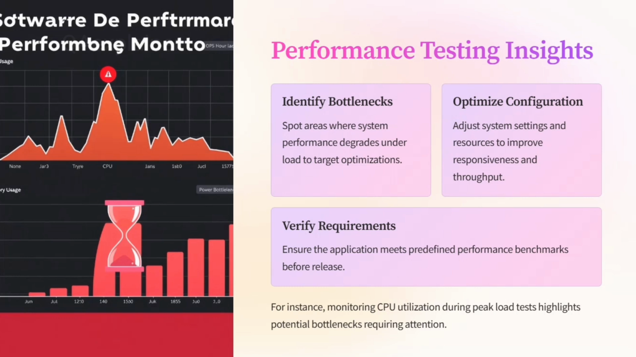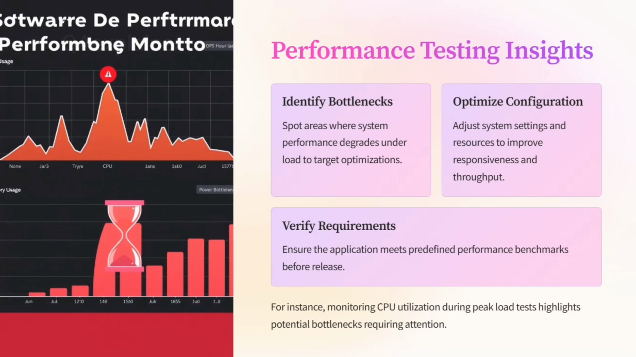Now another thing is performance testing insight. Through performance testing we can identify the bottlenecks, we can spot the particular areas where the system performs poorly. It helps us to optimize the server, and we can point out the performance bottlenecks that are targeted for optimization. Another is optimize configuration. Through that we can adjust the system settings or server settings to improve responsiveness and throughput.